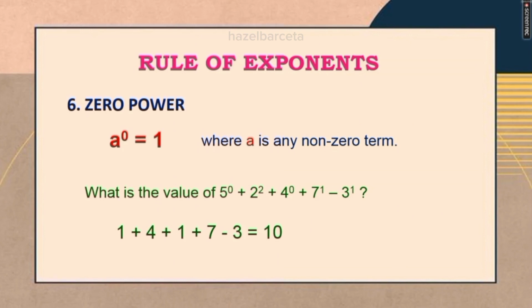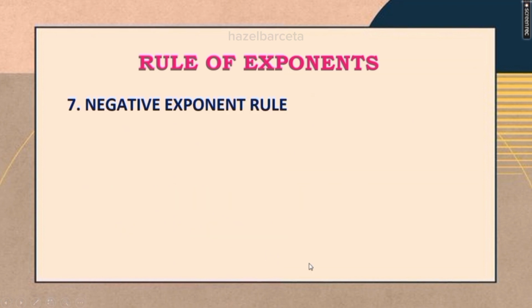Starting from the left, 1 plus 4 is equal to 5, plus 1 is equal to 6, plus 7 is equal to 13, less or minus 3 is equal to 10. So this is the answer. Value po yung hinihingi.